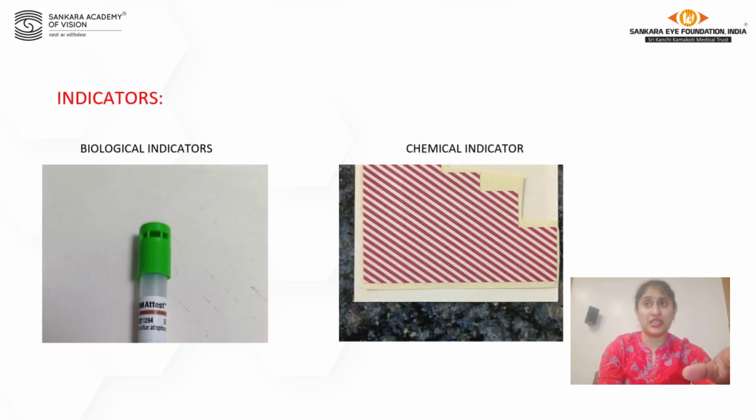So these are the 2 indicators which are used to validate the efficient functioning of the ETO cycles. The biological indicator used here is Bacillus atrophaeus, and the chemical indicator is a type 1 class chemical indicator.